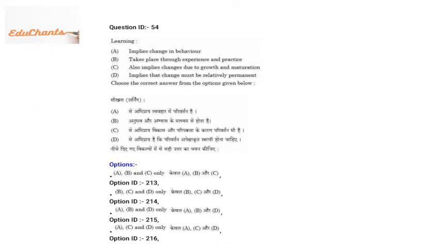Next question, learning. What is learning? Again a simple question. Okay, now see, implies change in behavior, yes. Takes place through experience and practice, yes. Implies change due to growth and maturation. Growth and maturation occurs during development or developmental stages, not in learning. This is not learning. Okay, this is development. So it implies that change must be relatively permanent. That is fine. So A, B and D. A, B and D. C option is correct.